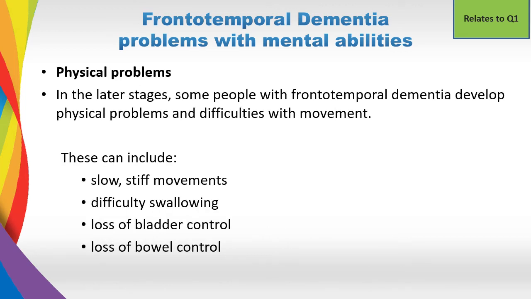So physical problems. In the later stages, people with frontotemporal dementia develop physical problems and difficulty with movement. So they could have very slow and stiff movements. It can affect their swallowing. They're going to lose their bowel and bladder control.